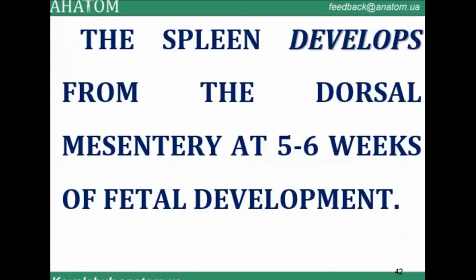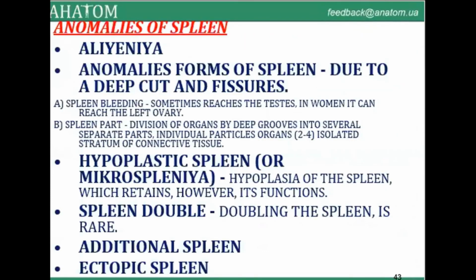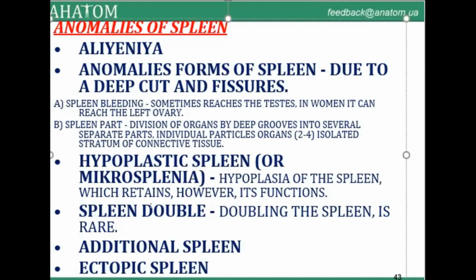The spleen develops from the dorsal mesentery at 5-6 weeks of fetal development, and there are some anomalies of the spleen. Asplenia is an absent spleen in the body. Anomalous forms of the spleen include deep cuts and fissures, and spleen division into parts. Hypoplastic spleen or microsplenia is a hypoplasia of the spleen which retains, however, its function.